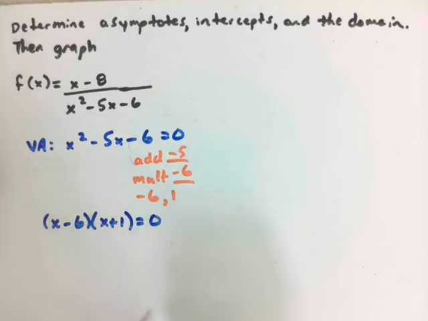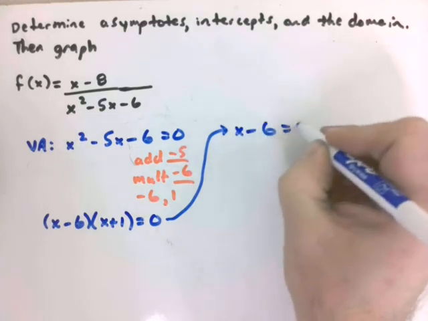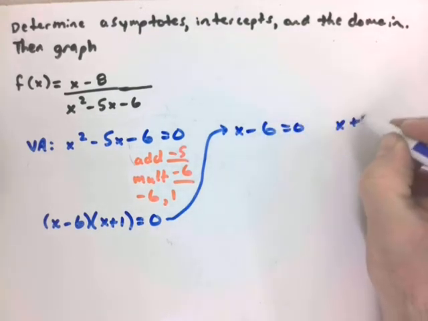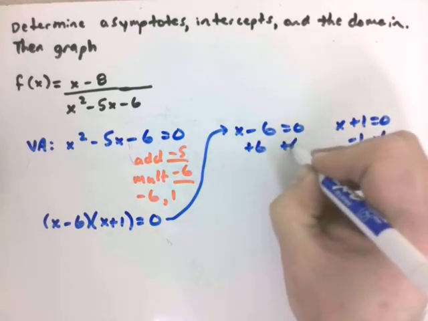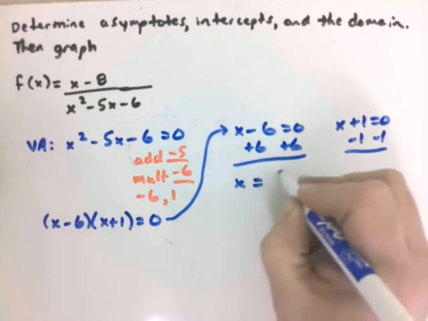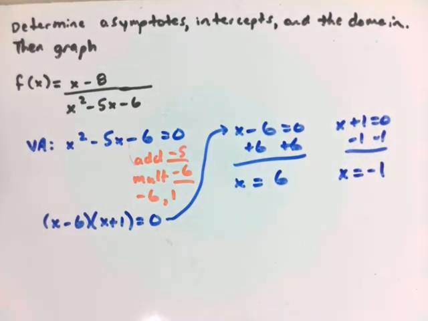And now I have two things multiplied together that equals 0, so we can make two equations out of those, setting each one equal to 0 and then solving. So there will be two vertical asymptotes in this problem, one of them at 6 and then one of them at -1.